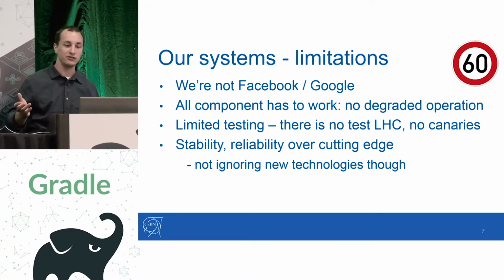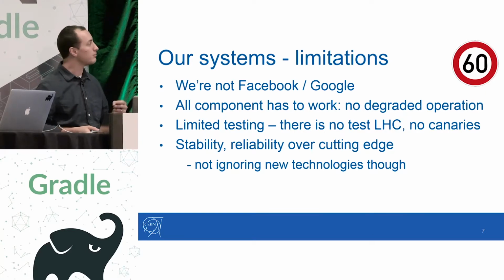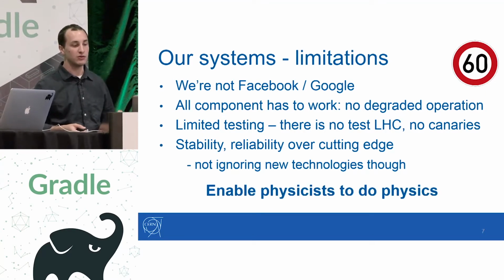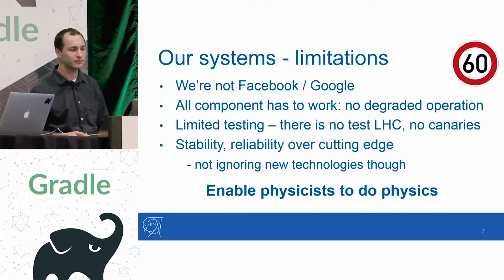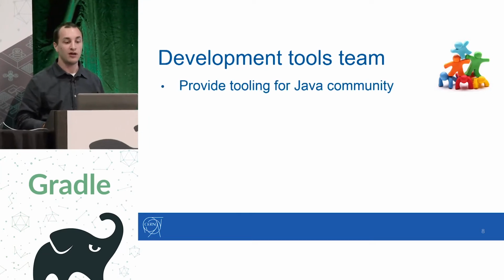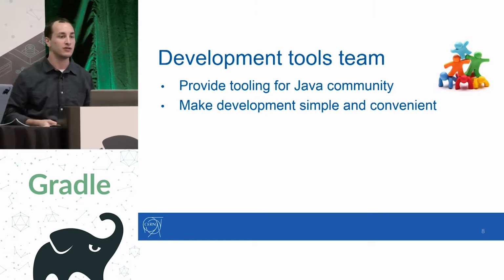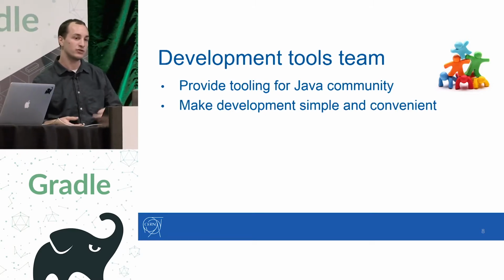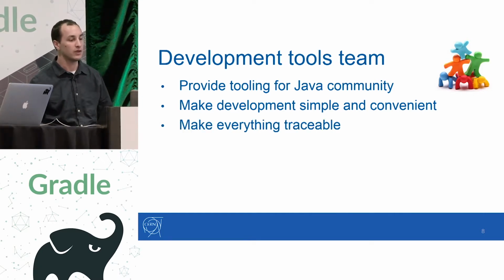Here we are at Gradle, and we want to use it. But still, our main goal is to enable the physicists to do physics. And who we are is the development tools team. Again, the purpose is to provide tooling for the Java community, and especially keep in mind the less professional software developers. We have to make it simple, accessible, and convenient for our users.